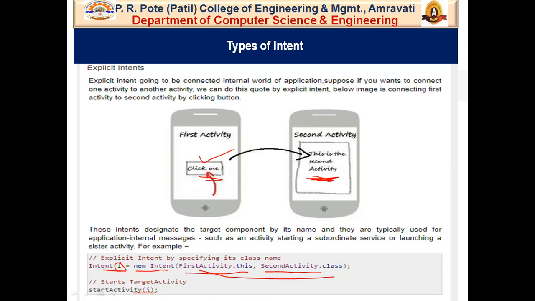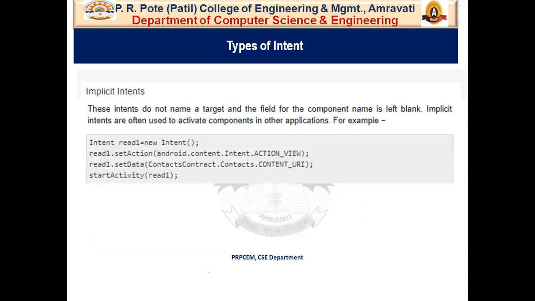Okay, so this is the explicit intent. By using the intent class, we create a new object and pass two arguments to the constructor. That means the activity to call from and the activity which we want to call, that means the destination activity.